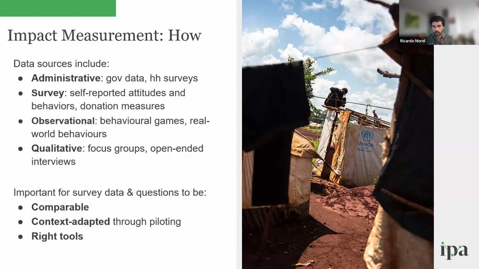You can go to administrative records. However, in many fragile settings the lack of research infrastructure makes these records somehow unreliable. The most common way we've seen in impact evaluation research, at least, is going out and collecting primary data, which is usually done through quantitative surveys. We've also seen observation and qualitative data being collected to complement the quantitative data collection as well. The important thing is that this data needs to be comparable and needs to be adapted. The tools need to be adapted to the context.